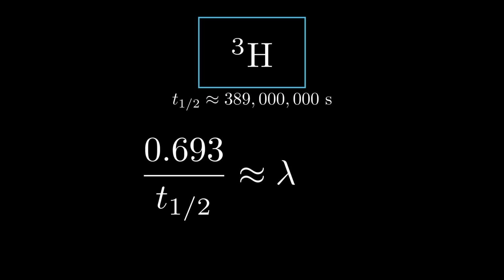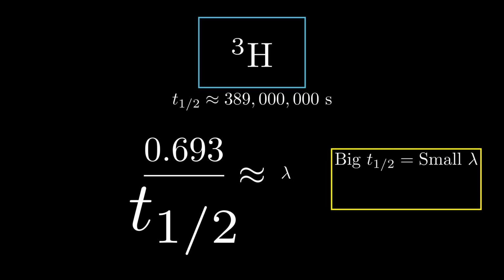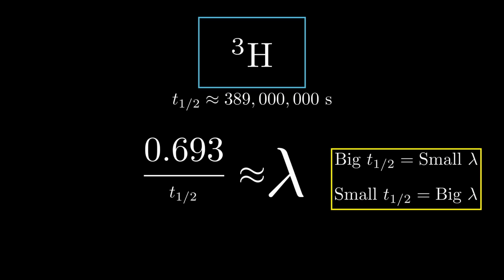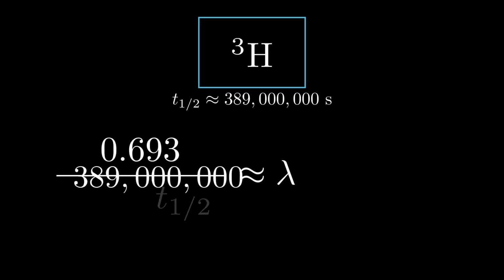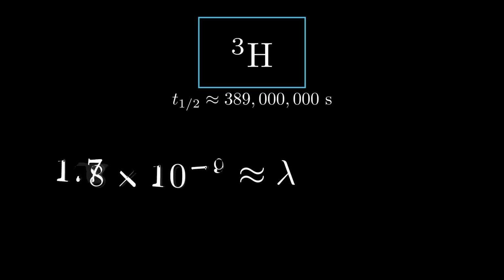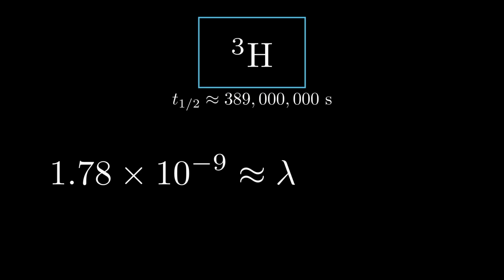Depending on the unit of time we use for half-life, lambda, the decay constant, tells how many atoms will decay per that unit. Its behavior fits what we expect where atoms with long half-lives have small lambdas, so fewer atoms decay over that time period than for an atom with a shorter half-life. And now for the reason I've kept tritium on the screen the whole time. Inserting its half-life into the equation results in a decay constant of 1.78 times 10 to the negative 9.